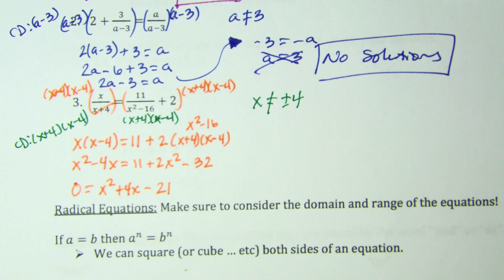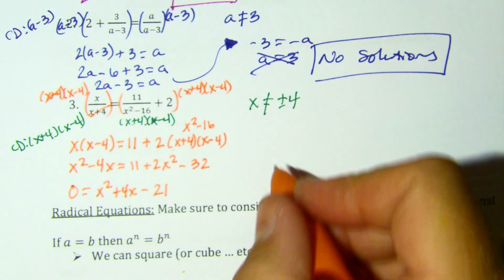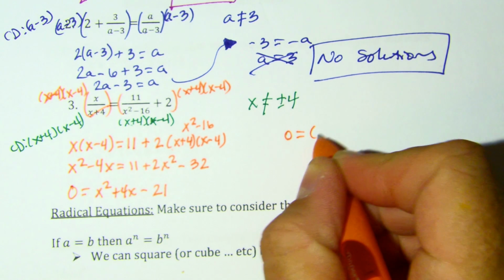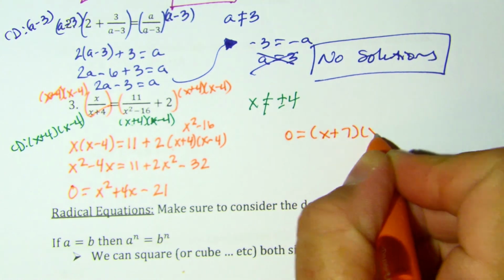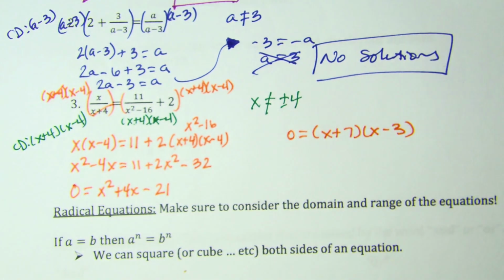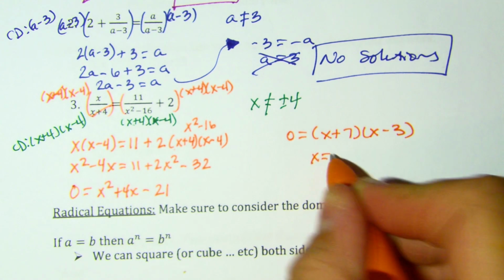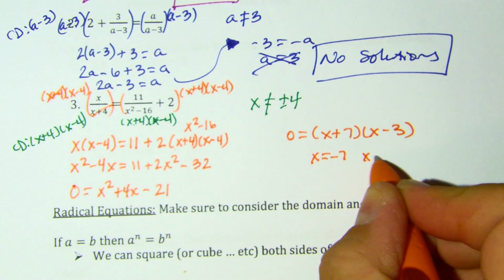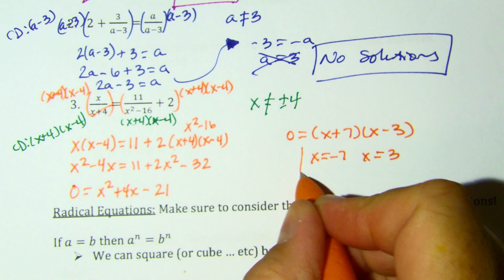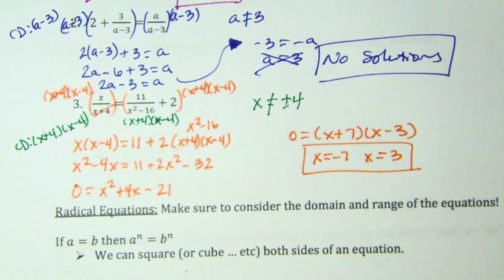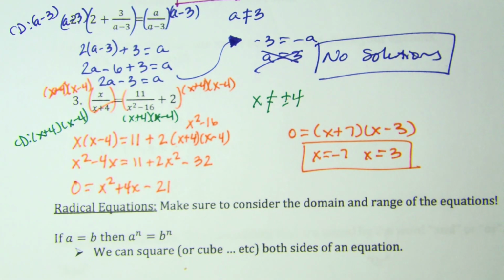This is something that I can actually factor using the x method, or I could use the quadratic formula. I could use whatever I want. So 0 is equal to x plus 7 and x minus 3. So x is equal to -7 and x is equal to 3. And neither of those are positive or -4, so both of those answers are okay. So that's solving rational equations.